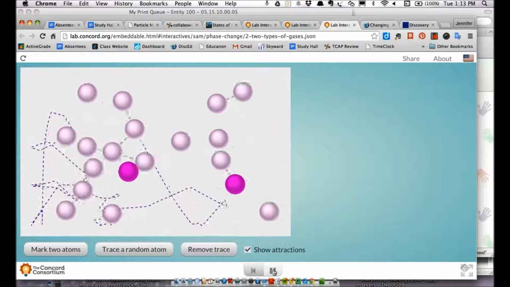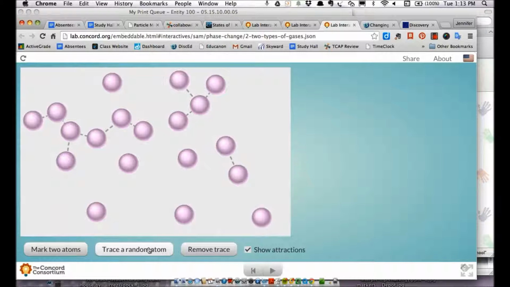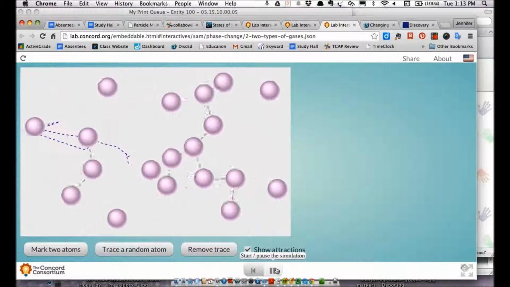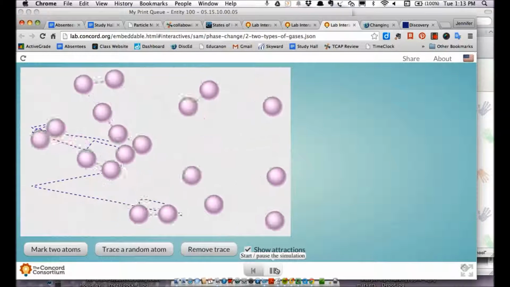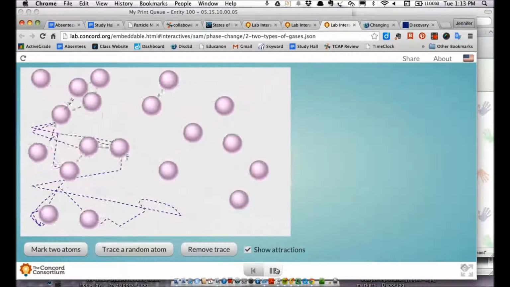Does it make different ones every time? Yeah, so let me reset it. And I'm just going to put the trace on one of them. And I'm not highlighting any two. And so you can see the motion, you'll start to see it. Do you see how they're bouncing off of each other?